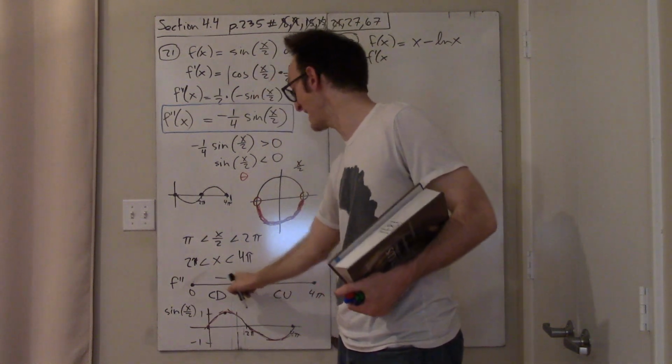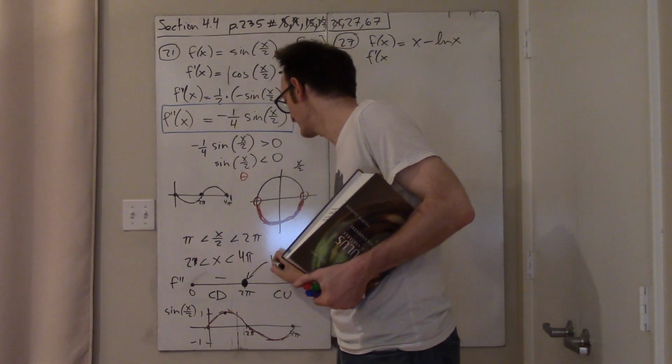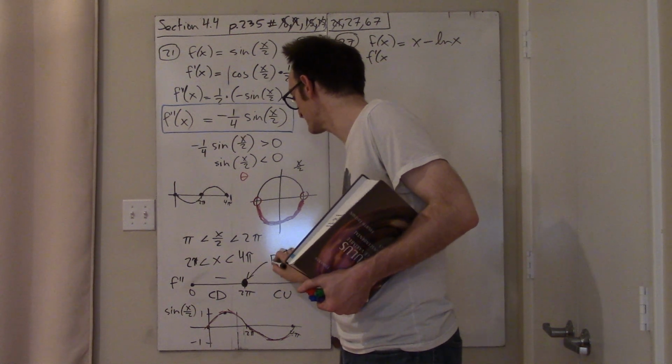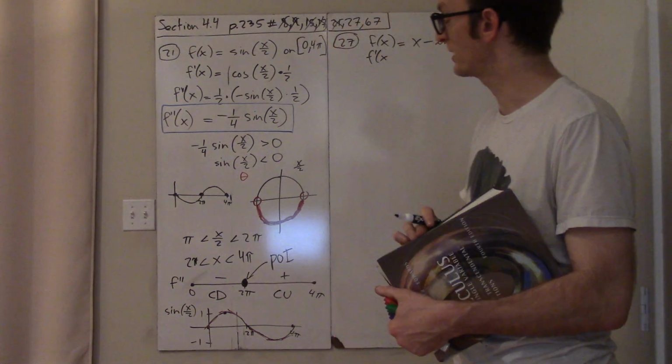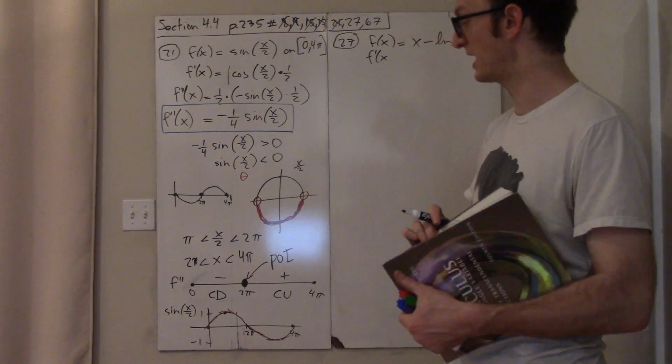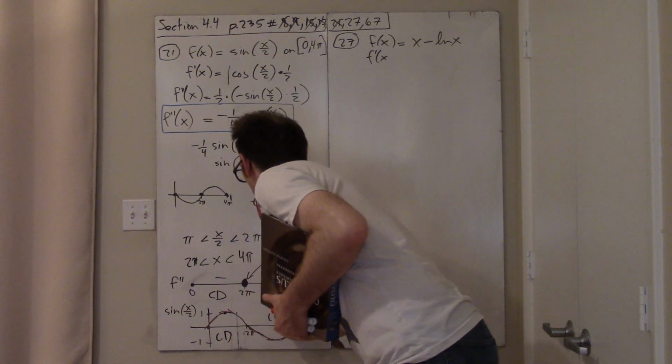I should say that I forgot to say this earlier, but since the function's concave down and then concave up, this is a point of inflection. That's what a point of inflection is. It's the point where the concavity changes, goes from being concave down to concave up. This function's concave down here and concave up here.